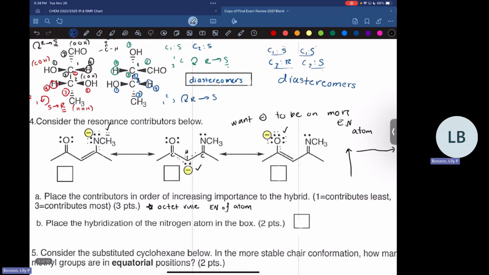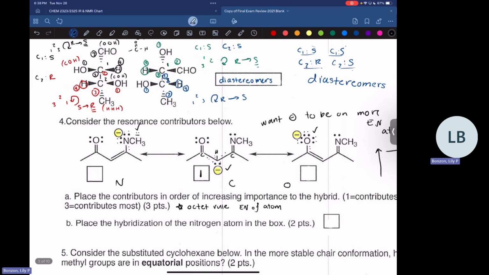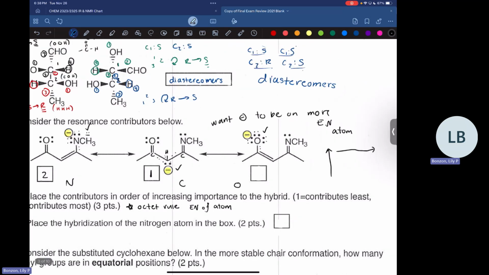So we're looking at a carbon, an oxygen, and a nitrogen. So carbon is the least electronegative atom, so this one is going to be our least important to the hybrid. Nitrogen is in between carbon and oxygen, so this one is going to get number 2. And then oxygen is the most electronegative of the 3, so it's going to be our most important to the hybrid.